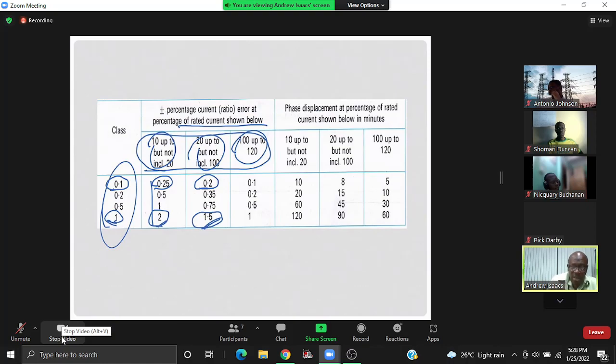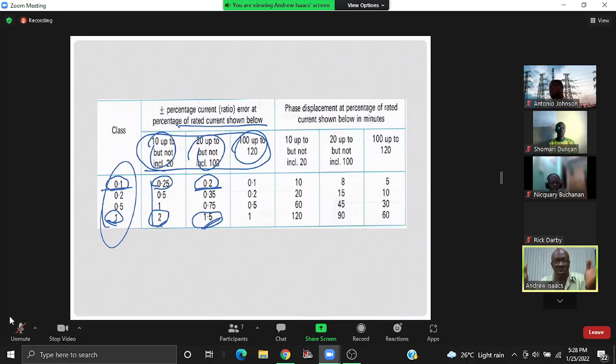So the decision that you would possibly make is that you will go for a class 0.1, which is going to give you an error of 0.2. Obviously, students, the 0.1 is going to be a more expensive CT. But you would have to do the analysis and decide on the trade-off. You with me? From an engineering standpoint.